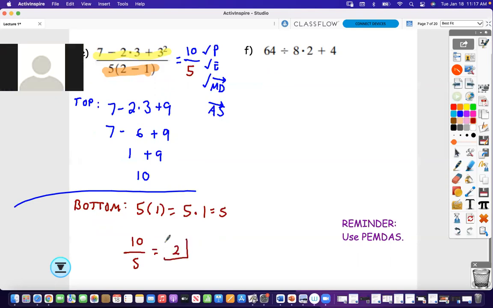2. And we're done. Now, remember when you have a fraction for PEMDAS, you have to do the top by itself, the bottom by itself, and then just divide at the end, class. Are there any questions on E?